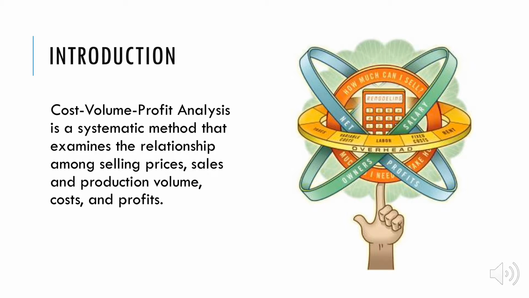Cost volume profit analysis is a systematic method that examines the relationship among selling price, sale and production volume, costs, and profits. By comparing the relationship among the cost of operating and making products, the number of products sold, and profit generated from the sale of the products, CVP analysis gives a company a strong insight into their net profit.